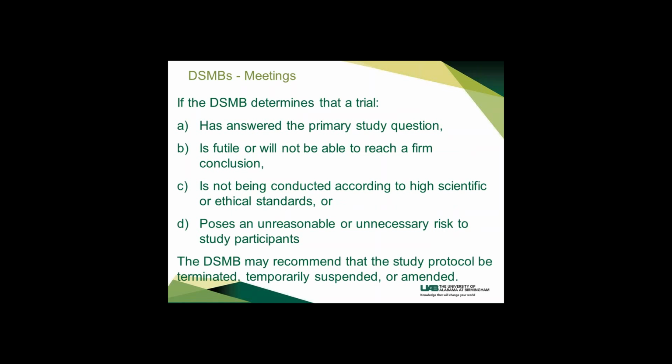Okay. So if the DSMB has determined any of the following, they may recommend that the study be terminated, suspended, or amended. If they see that the study has answered the primary study question, that is, they've shown a treatment effect, they might stop early. If they see that the study is futile, or will not be able to reach a confirmed decision at the end of the study, they might stop. This is called a futility analysis, and there are statistical means by which you can say, at this point, is there any chance we'll see a difference at the end of the study? And if the probability of that is quite low, then the DSMB might stop for that reason.